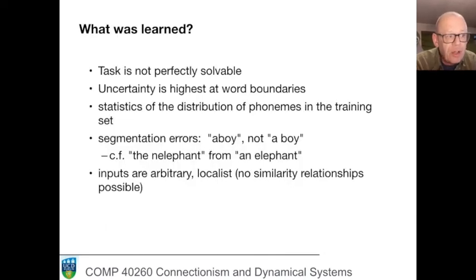So what was learned here? Well, we said the task is not perfectly solvable. What we're more interested in is this variation in the error.